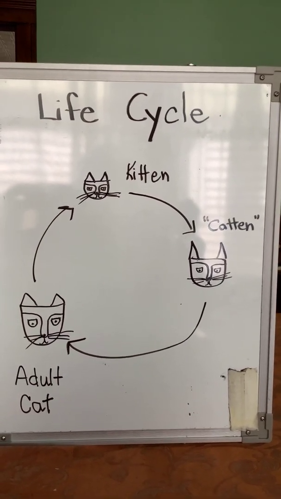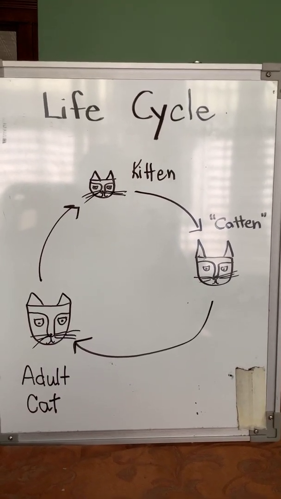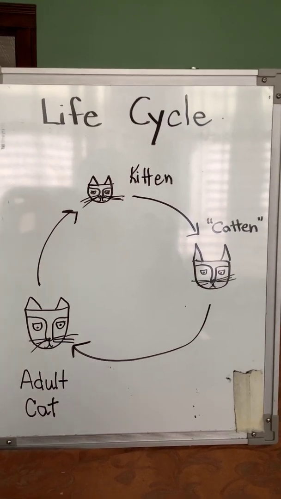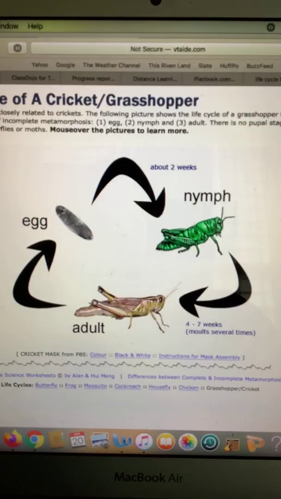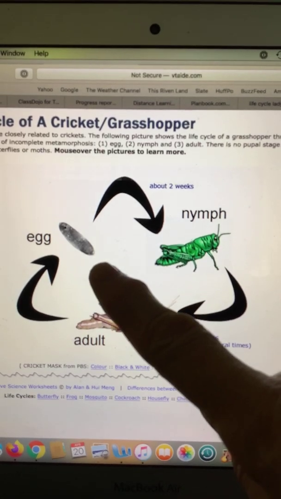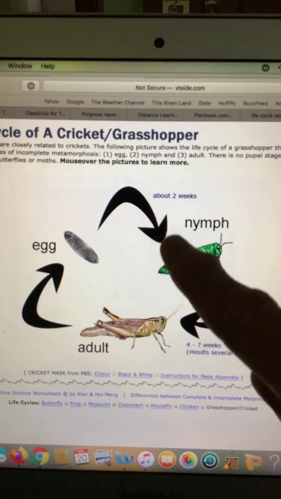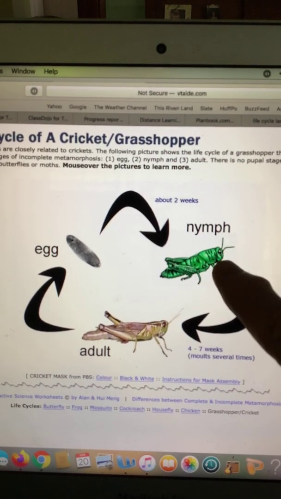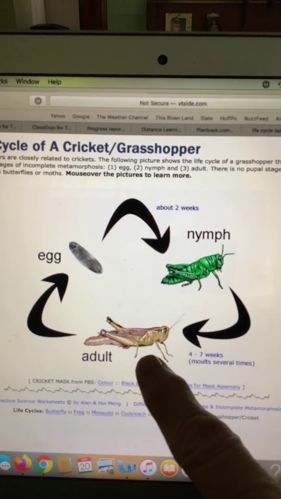Babies look like small adults. But some insects look very, very different when they come out of an egg than they will when they're an adult. So let's take a look at different life cycles of insects. Here is a life cycle of a cricket or a grasshopper. Now, as we know, all insects start from eggs. And after about 2 weeks, the eggs hatch and they hatch into a nymph. And then after 4 to 7 weeks, they become adults.